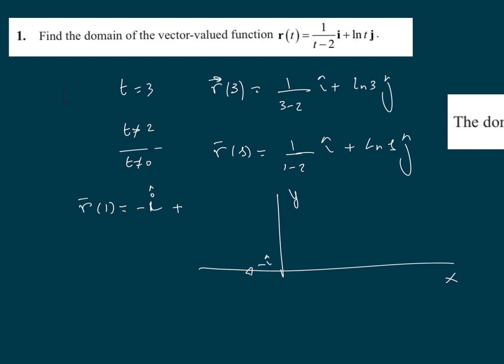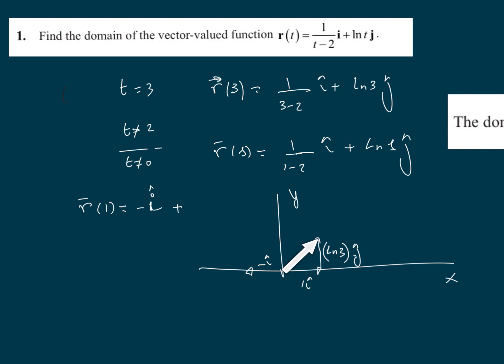What happens as the time goes? At t equal 3, the vector is this one: 3 minus 2 is 1, so 1 i, plus natural log of 3 j. A natural log of 2 is 0.6. A natural log of 3 will be maybe around 1. So the vector will be 1 i plus natural log of 3 j. The vector is this one.